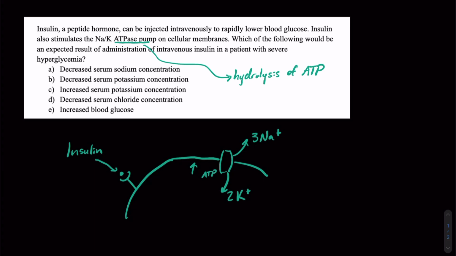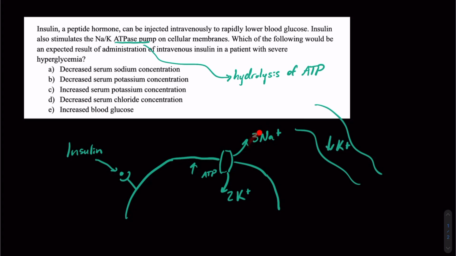Now, if we're upregulating this process, what does that mean? Things in the extracellular space are going to have a little bit more sodium, and things in the extracellular space will actually have less potassium. And what are we measuring in the blood, which is out here? That's part of the extracellular space. So we're going to actually have reduced potassium levels.